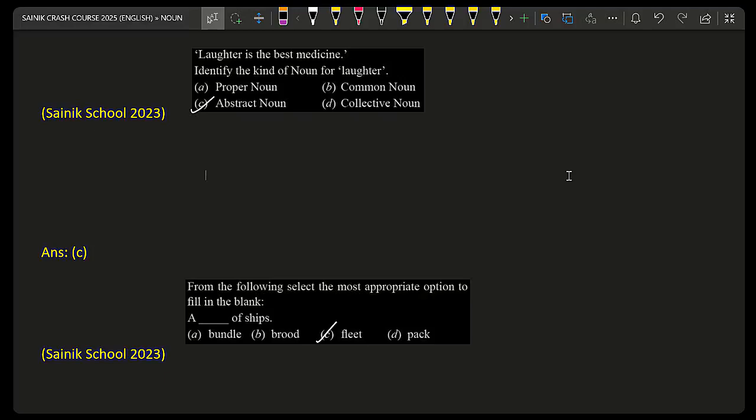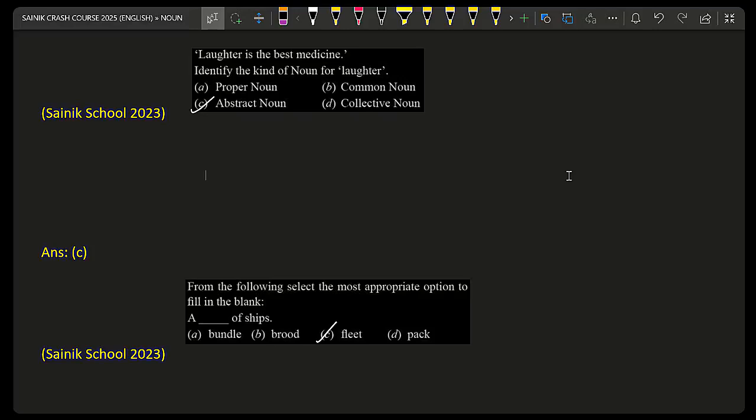Bundle we use for what? A bundle of sticks. Fleet, as you know, is used for vehicles like ships and cars. Pack is used for a pack of cigarettes. Food comes in packets. A pack of dogs, a pack of wolves.